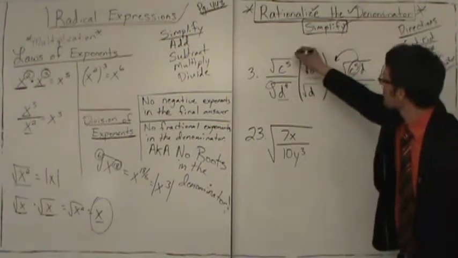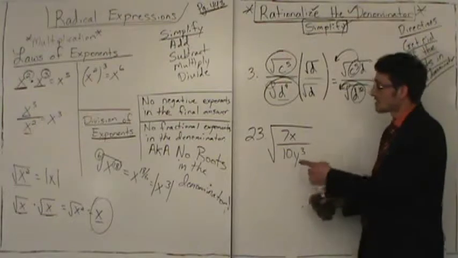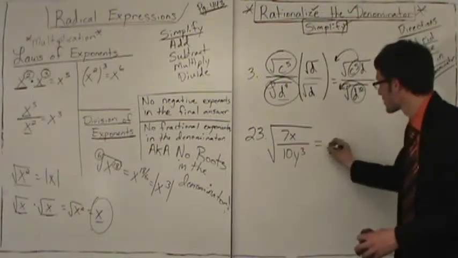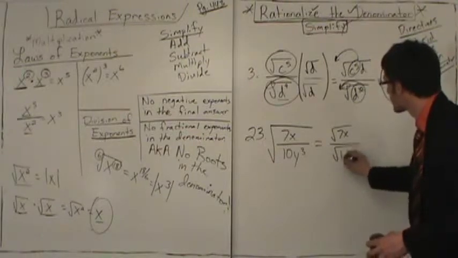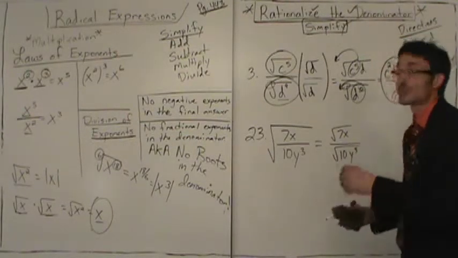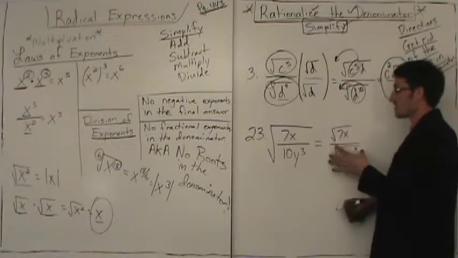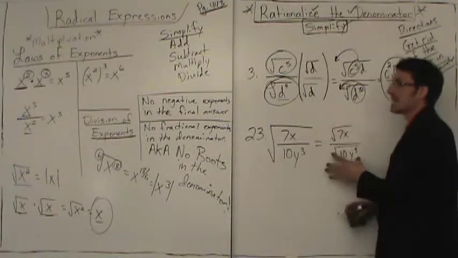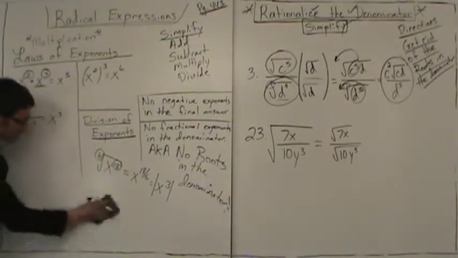Notice on the first problem, the roots were independent. They were broken apart. My question is, is the square root of 7x over 10y cubed the same as the square root of 7x over the square root of 10y cubed? And the answer is yes. Can we take a radical and break it apart over the numerator and the denominator? Yes, we can, and I'm going to answer why right here. So I'm going to erase this.